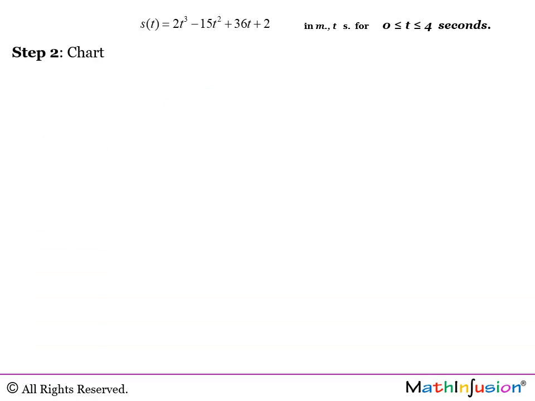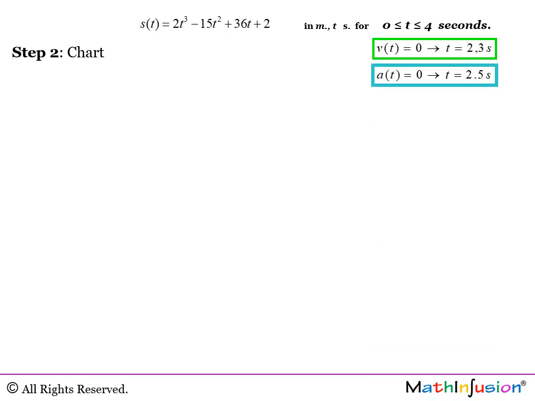Now we are going to do a chart. This is step 2. In the chart, we are going to evaluate the position s of t, the velocity v of t, and the acceleration a of t for very specific values of t. For t equals 2 and 3 seconds, because the velocity is 0 at those times. For 2.5 seconds, because the acceleration is 0 when t equals 2.5 seconds. And for the initial value of t equals 0 seconds and the terminal value of t equals 4 seconds.